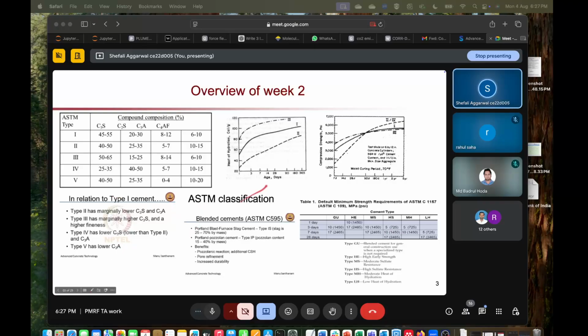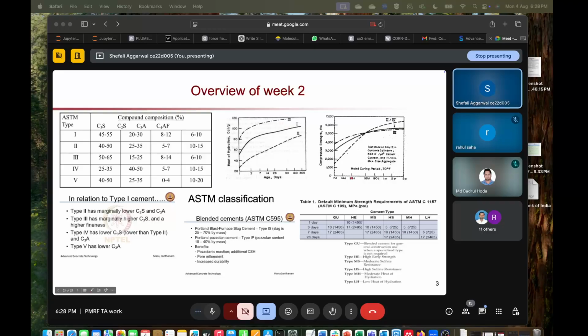Based on these classifications, these are the results I have got from testing. If we talk about heat of hydration, the heat of hydration in type 3 cement is more than type 1, more than type 2. If you compare the values of C3S, type 3 cement has maximum C3S and C3A also, then type 1 and then type 2. Type 4 and type 5 have very low C3A content, therefore the heat of hydration will be much lower than these 3 types of cements.